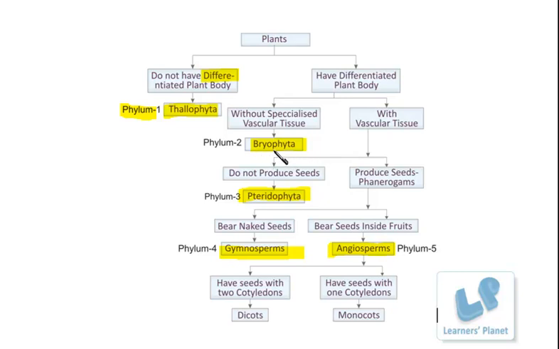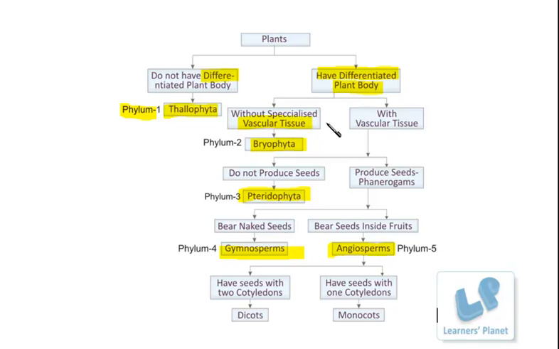So this Bryophyta is the next group which is having the differentiated body parts. And these differentiated body parts, they are having stems, they are having the leaves, but the roots are not very well developed. The roots are fibrous or hair-like structures. Fine. But this differentiated body is not having the specialized vascular system.